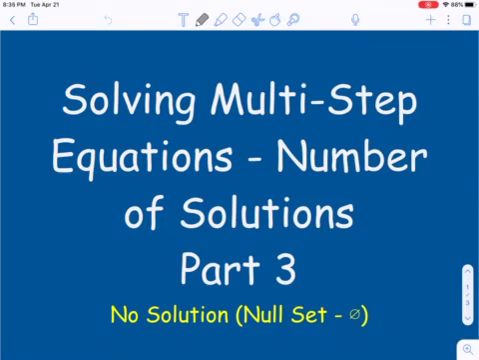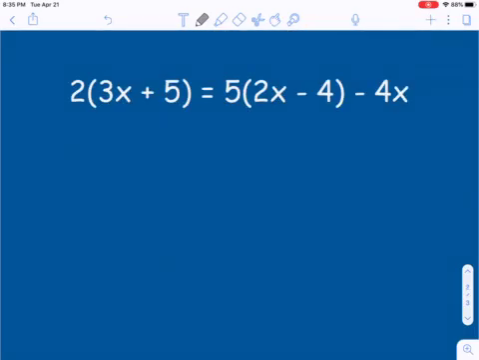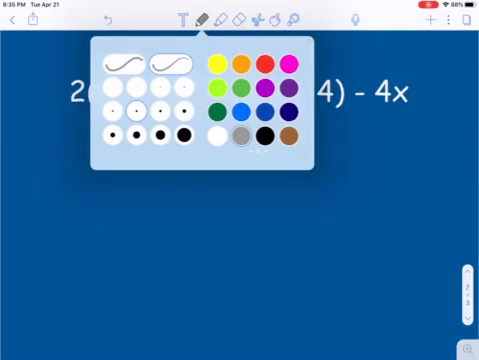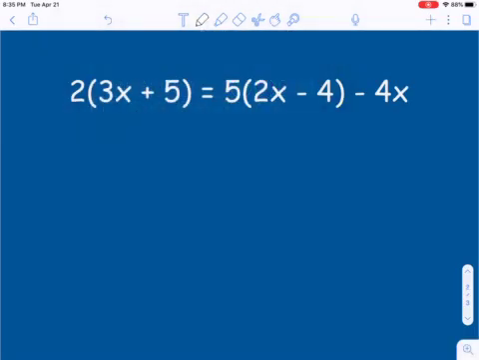Okay, here's the last in this set of 3 videos about the different cases for number of solutions that we have. So this one is for no solution, or another word for it that you'll see is called the null set, and we make that by making a 0 with a line through it. So let's look at what this looks like. And I think one of the reasons these are all kind of tricky is because they all sort of look the same when you start.